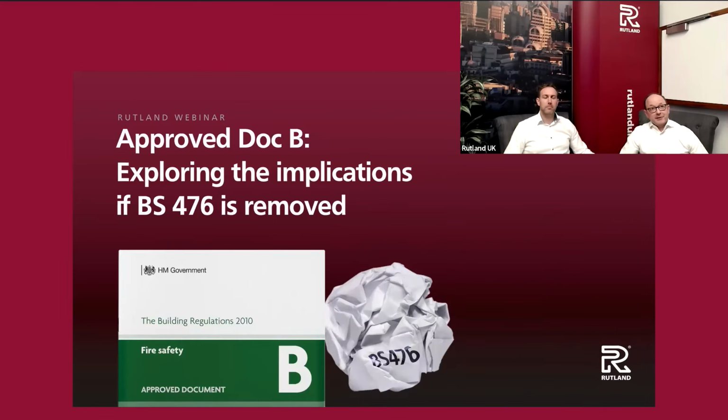So today we're going to explore the implications of BS 476, or what's referred to as the national standard, being removed from building control approved document B.